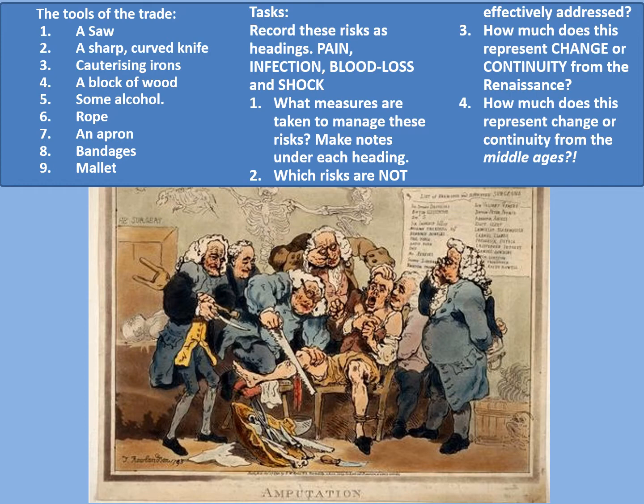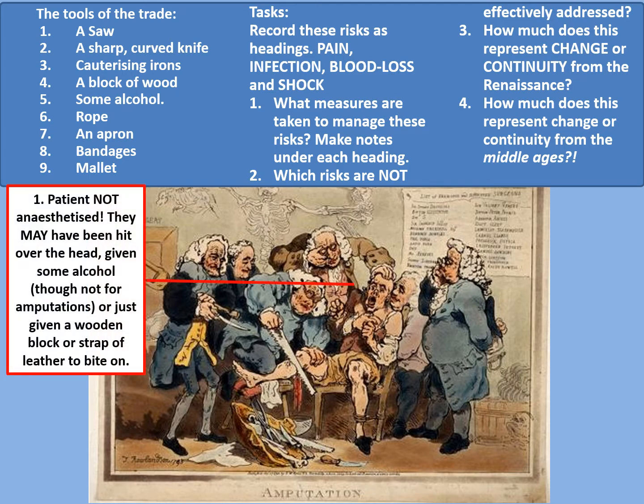Alright, let's have a look at the process then. Stage 1: the patient was not given an anaesthetic. They may have been hit over the head or given some alcohol, though not for amputations because that would thin the blood and make it more likely that they actually bleed out, or just given a wooden block or strap of leather to bite down on and told to hope for the best. Alright, here's our first stage. Make some notes under pain, infection, blood loss and shock.